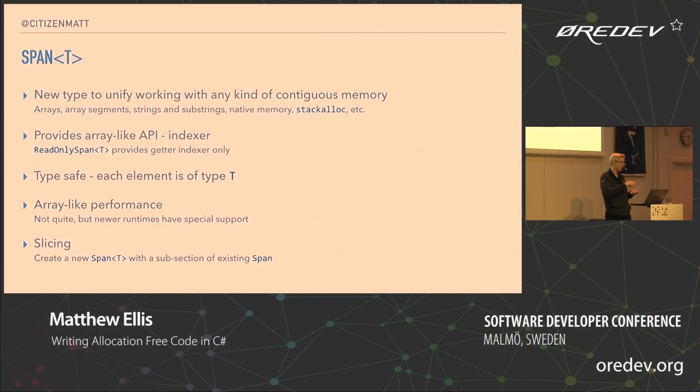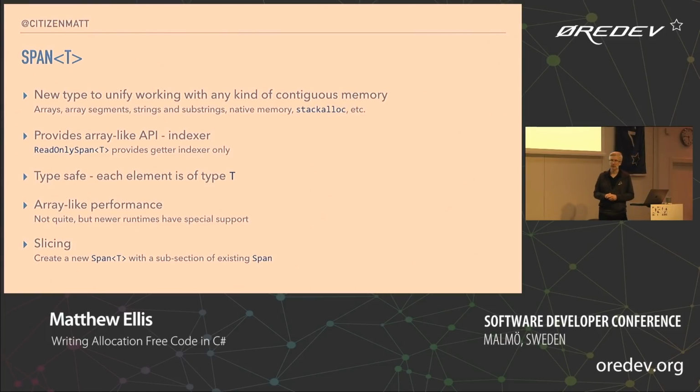So you can work with things like arrays or array segments, strings and substrings, native memory, and stack allocated memory, all in the same sort of manner. Basically, it looks like an array, but for lots of different types of backing memory. So you have an array-like API, you have an indexer, so you can do item, square brackets 12, and get the value that's in there, or set the value that's there. There's also a ReadOnlySpan, which provides just a getter, so you can't modify the values underneath it.